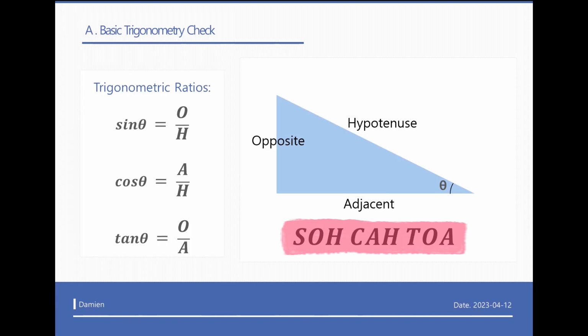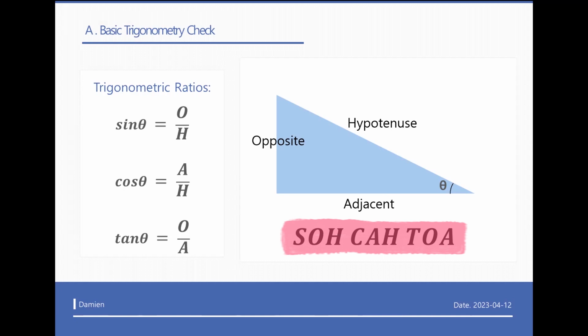SOHCAHTOA exists so that we can remember those letters, SOH, CAH, and TOA, in order to aid you in memorizing the trigonometric ratios. Since it has a mnemonic and everything, you can probably guess that this is very important. Okay? So let's make sure that we memorize it. So those are the two basic trigonometry that we have to talk about.